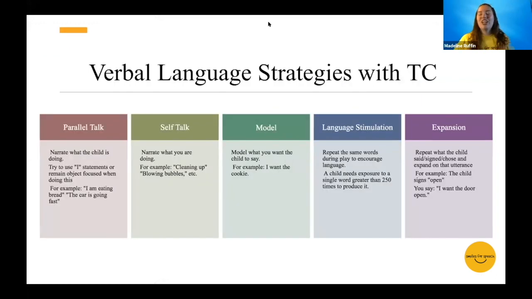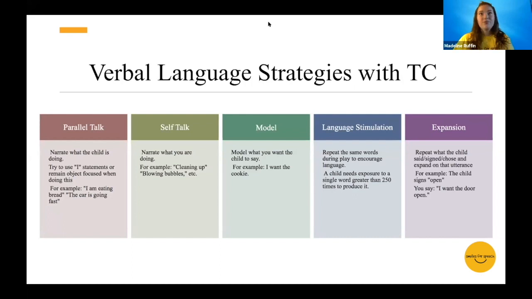Verbal language strategies we can use within a total communication approach. I'm going to talk about these, and then I'm going to show a quick video in which I model some of these over top of a child playing. So I'm going to talk first about parallel talk. This is a verbal language strategy that we can use as a communicative partner in which we're narrating what the child is doing.